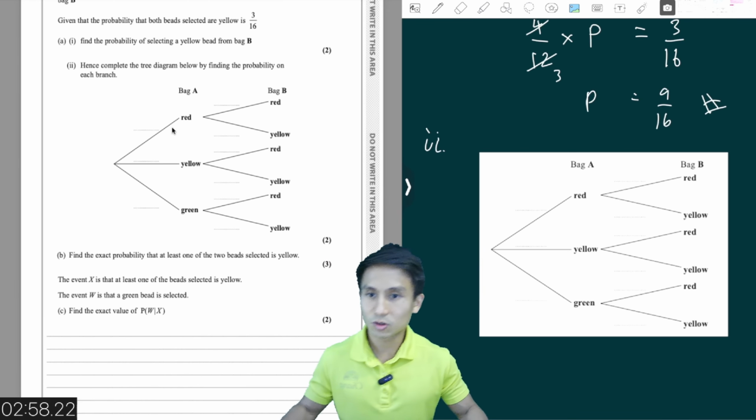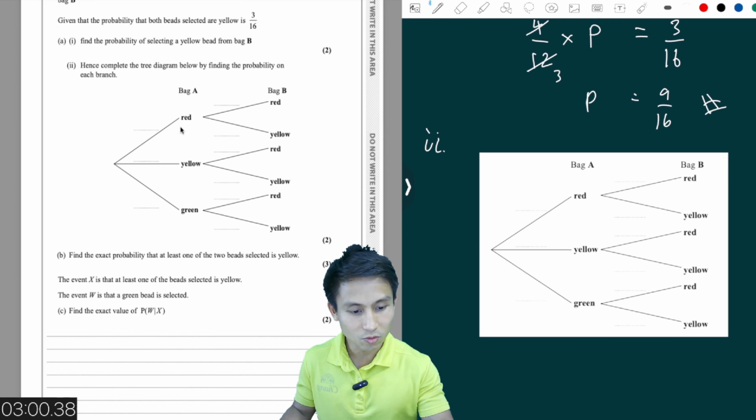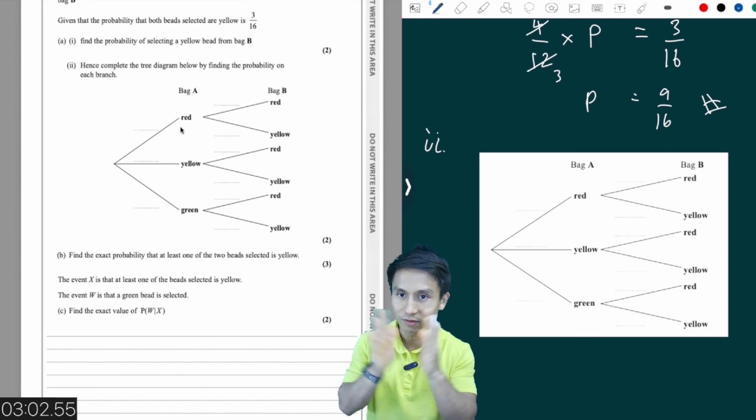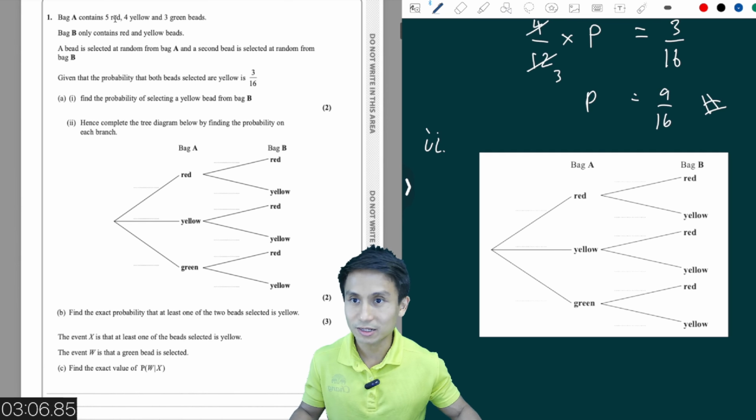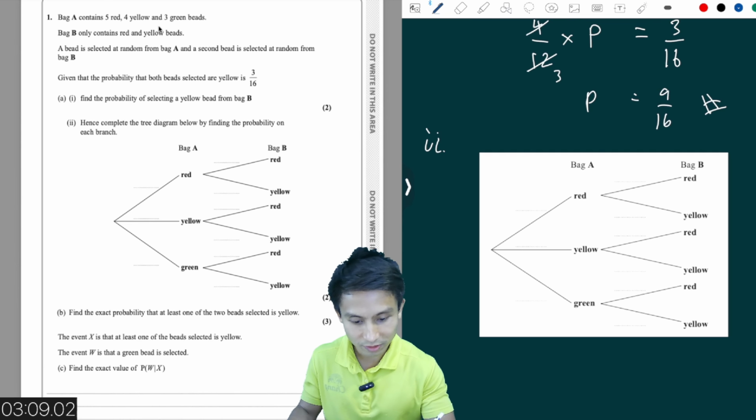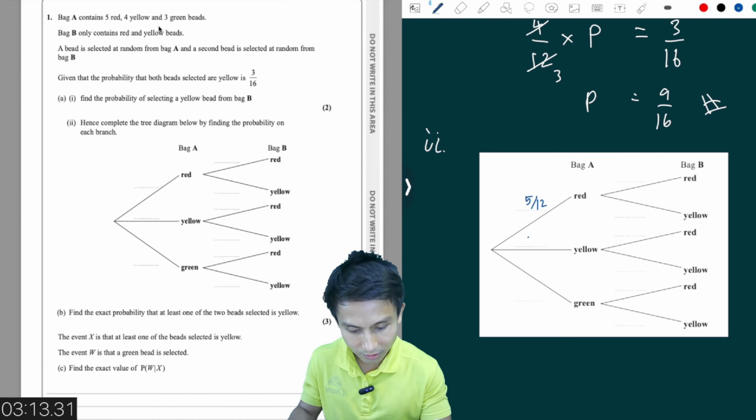So we know all the individual probabilities on bag A, because we are given that the red is 5 and the total is 12 again, so 5/12 here. Yellow being 4/12. We don't need to simplify, so I'm just going to do 4 over 12, and the green is 3 over 12.